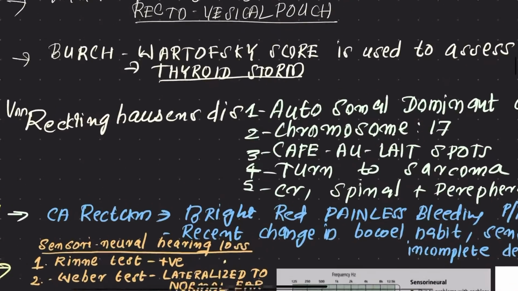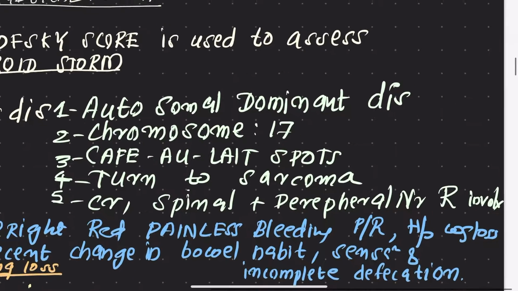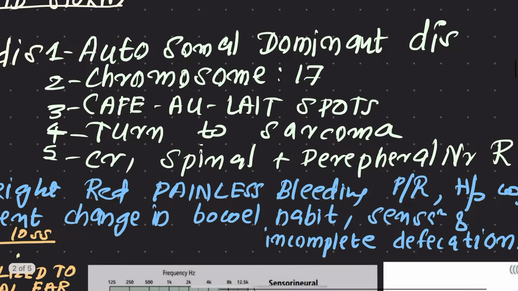Next question is regarding von Recklinghausen's disease. The most important points associated with von Recklinghausen disease: first, it is an autosomal dominant disease. Second, the chromosome associated with von Recklinghausen disease is chromosome 17. And it is associated with café-au-lait spots.